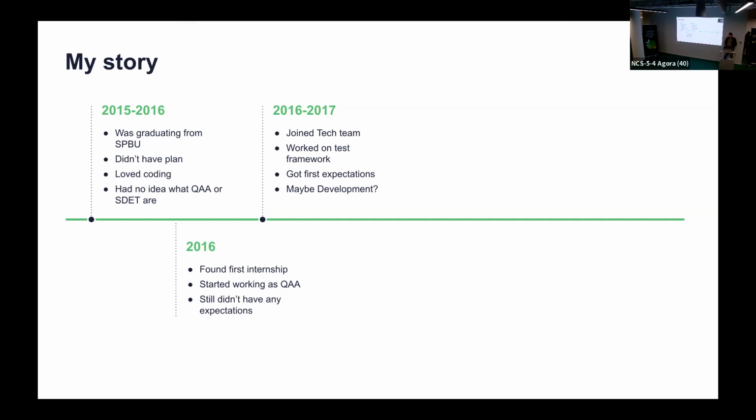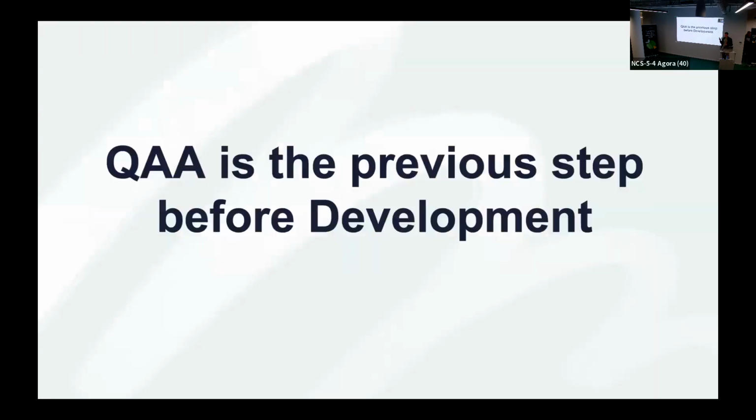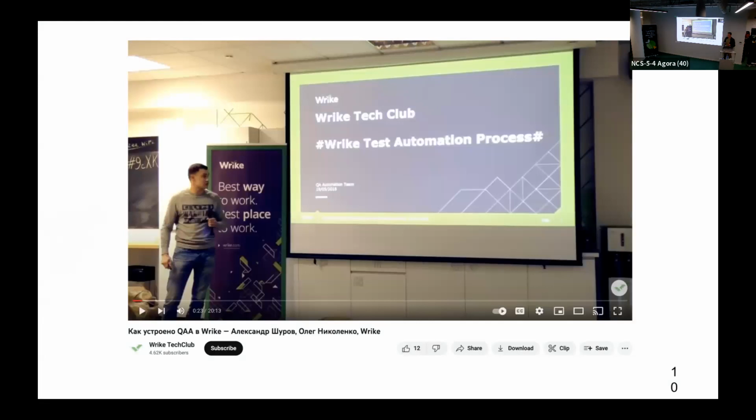At that time, I got my first expectations. I wanted to develop not just tests, I wanted to develop some new features. And this thought, this statement, came to my mind for the first time: that QA automation is the previous step before development. I even had a few conversations with my managers, and I wanted to move to the development branch, and they asked me to wait a little. I started visiting QA meetups, and one of the first QA meetups was from Wrike, similar to the one we are attending right now.